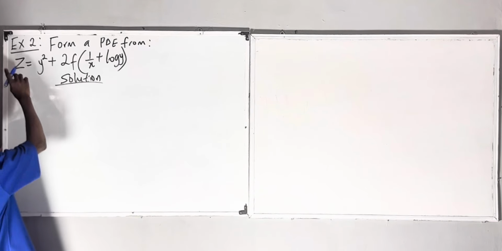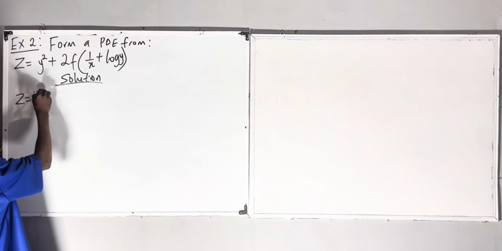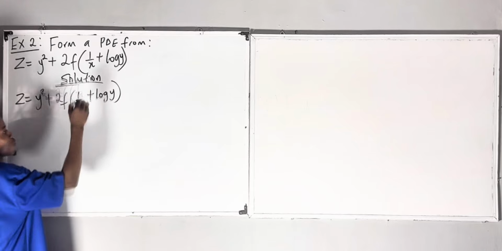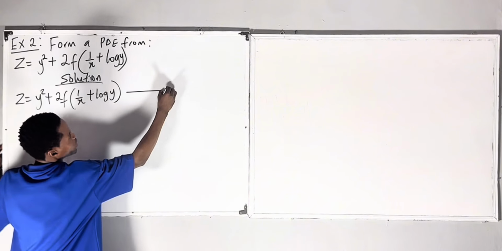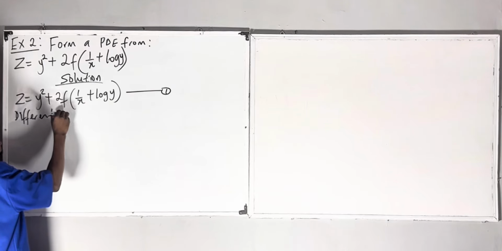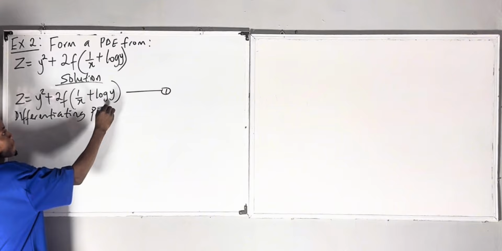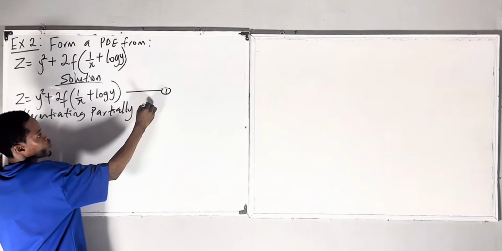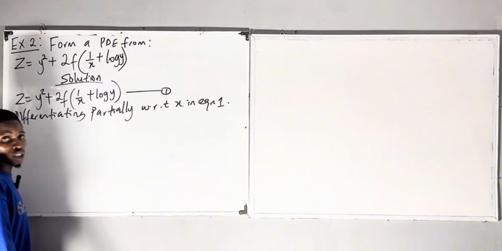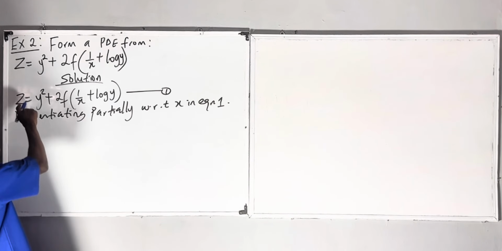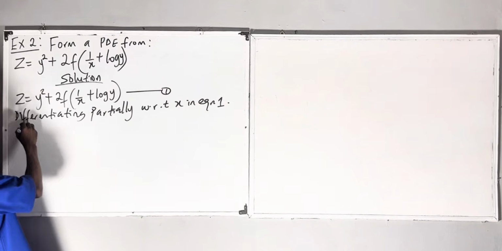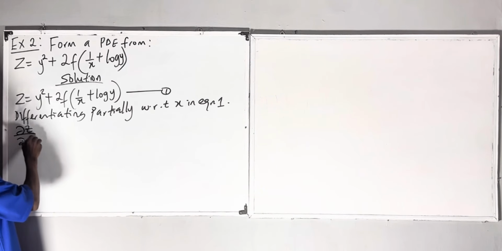Solution to this: z is equal to y squared plus 2f of 1 over x plus log y. I let this one be equation 1, then differentiating partially with respect to x in equation 1. If I differentiate z, I'm going to have partial z over partial x, because I'm differentiating with respect to x.